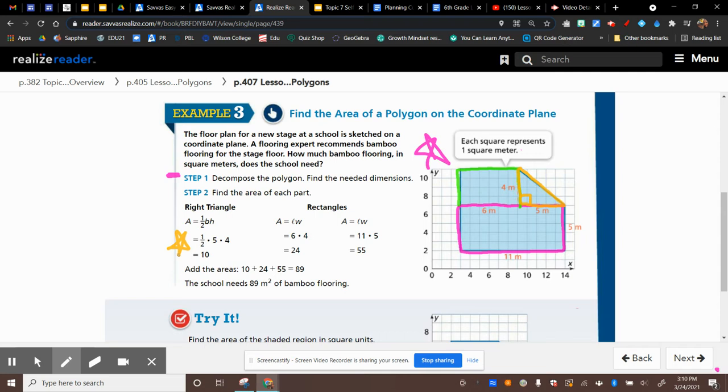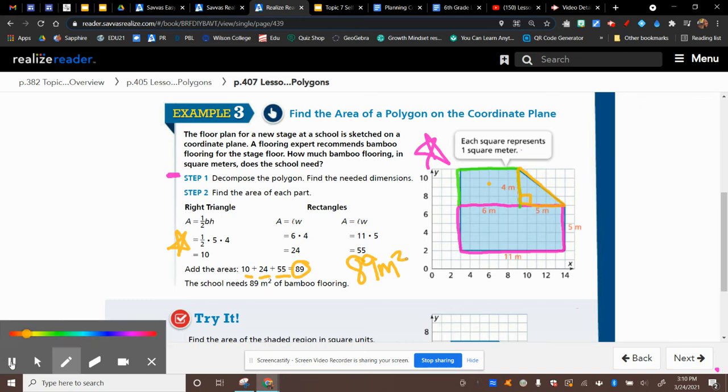Then we do our rectangles, 6 times 4, which is the smaller rectangle, is 24. 11 times 5, which is the bigger rectangle, is 55. We simply add those 3 areas and we get 89. And so we need 89 meters squared of bamboo flooring.